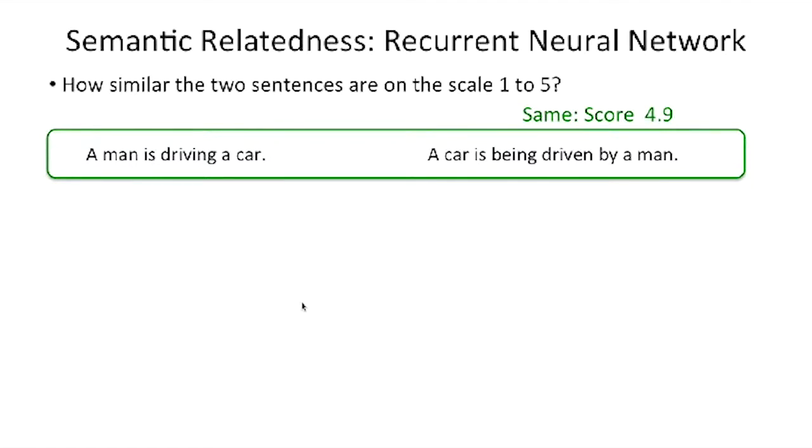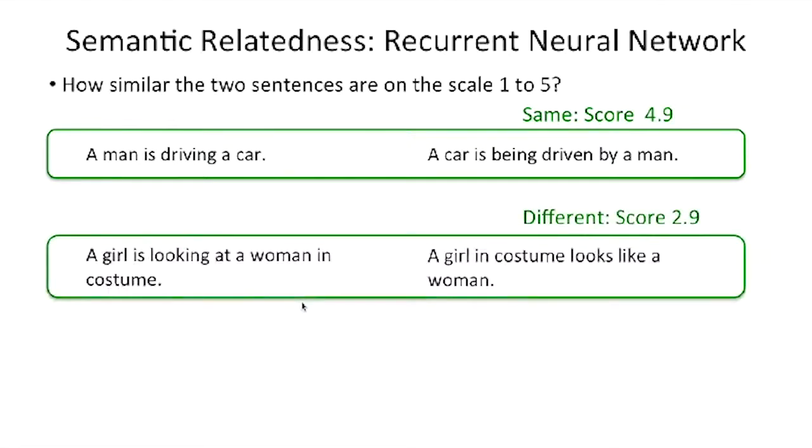So in this case, "a man is driving a car" and "a car is being driven by the man." The system basically says it's the same. You have a score of 4.9, it says it's the same sentence. The meaning of the sentence is the same. Here's another example. "A girl is looking at the woman in costume," or "a girl in costume looks like a woman," so it's different. The model assigns it a low score. So clearly that says there's some similarity between these two sentences. They're not completely arbitrary, two different sentences, but they don't really mean the same thing.